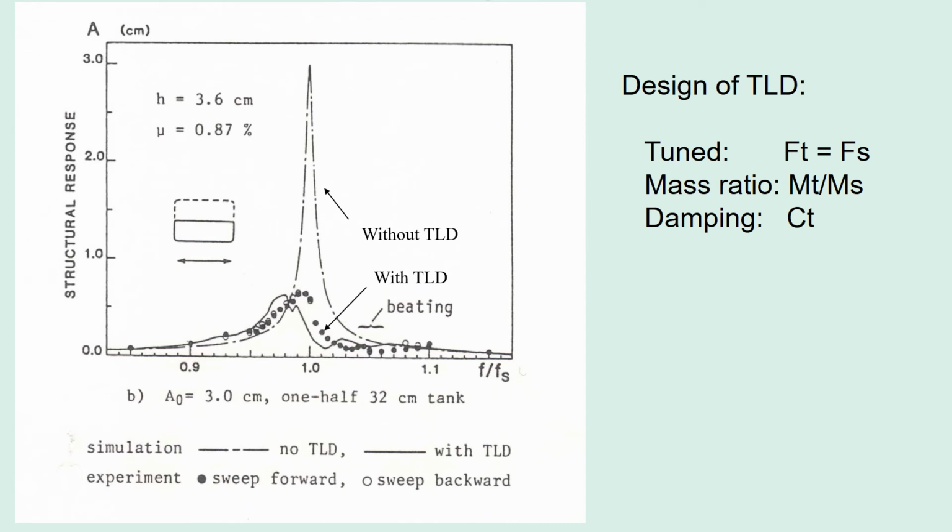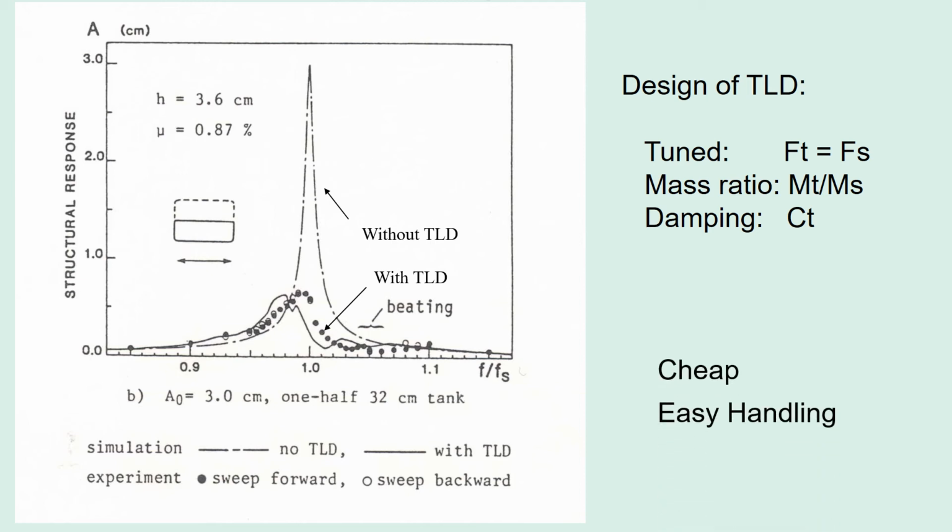This is the test results of Fujino. X-axis is the frequency of TLD over structure, and Y-axis is the response. You can understand the response is maximum at F over Fs is 1.0, and the response with TLD is much lower than that without TLD.